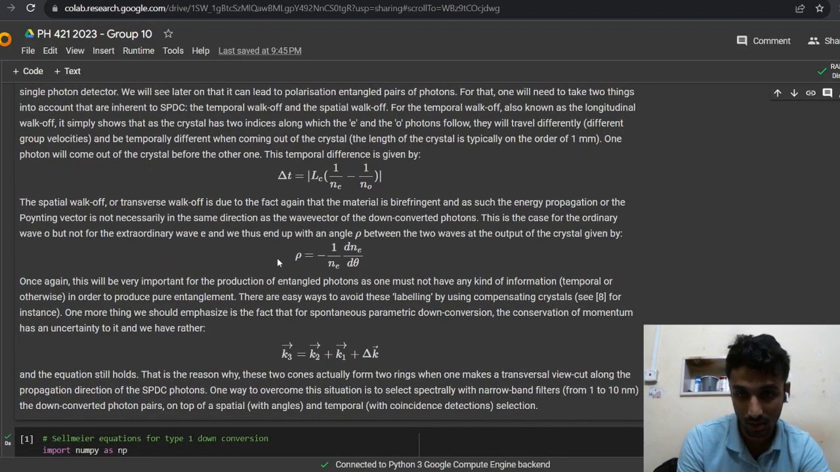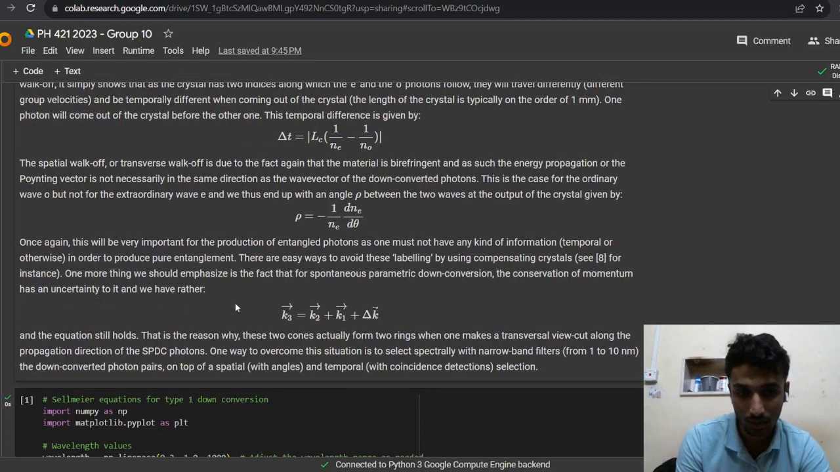That will again cause spatial separation, so the photons can then be detected using detectors and beam splitters. Like I said, this is important for the production of entangled photons. So there won't be any information, and we can achieve pure entanglement from this, as we see in the applications. Last thing is that for SPDC, the conservation of momentum equation has an uncertainty to it, as should happen in quantum optics.